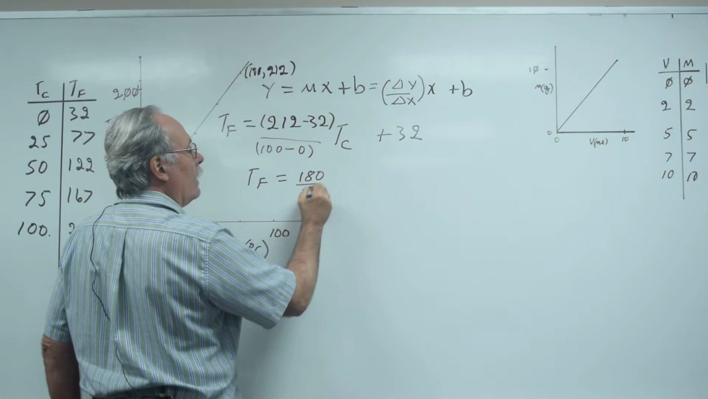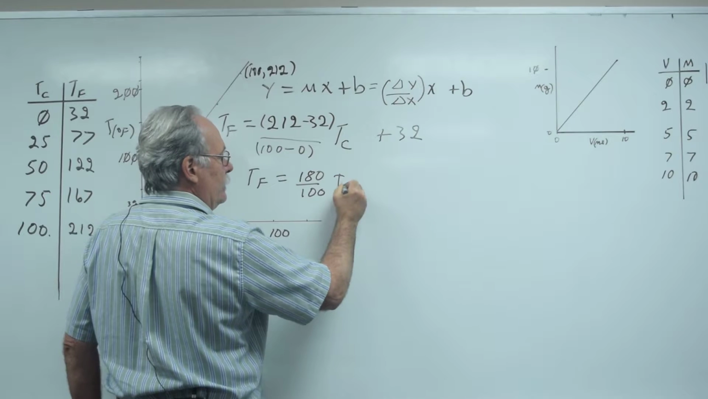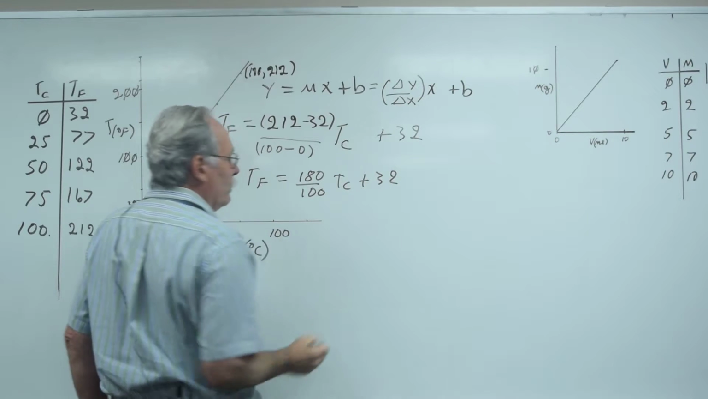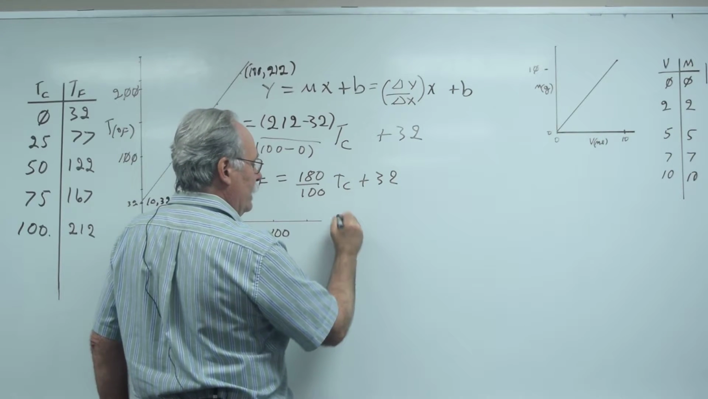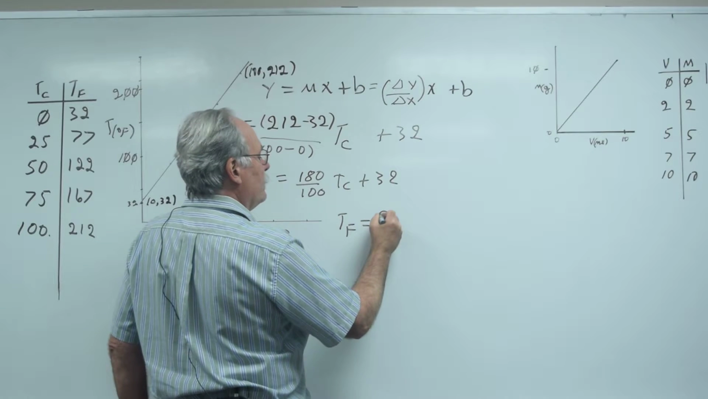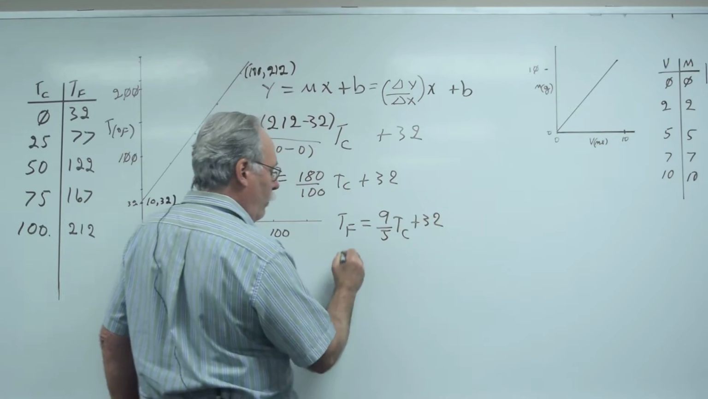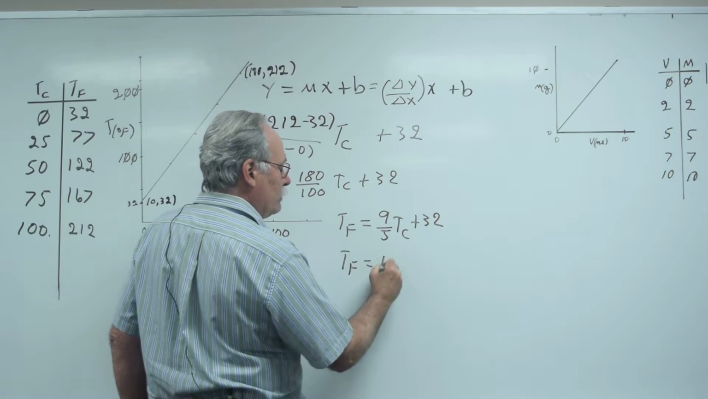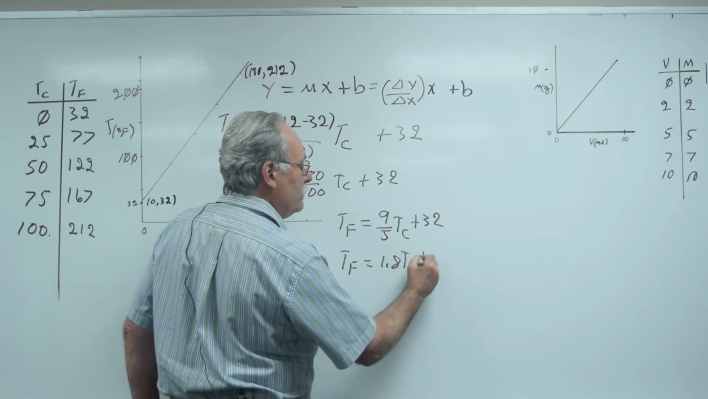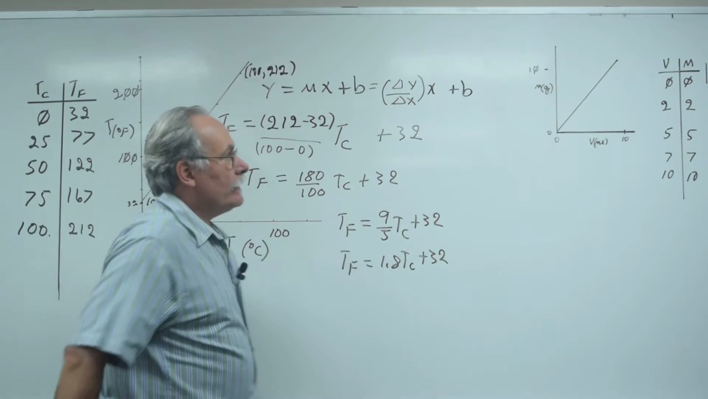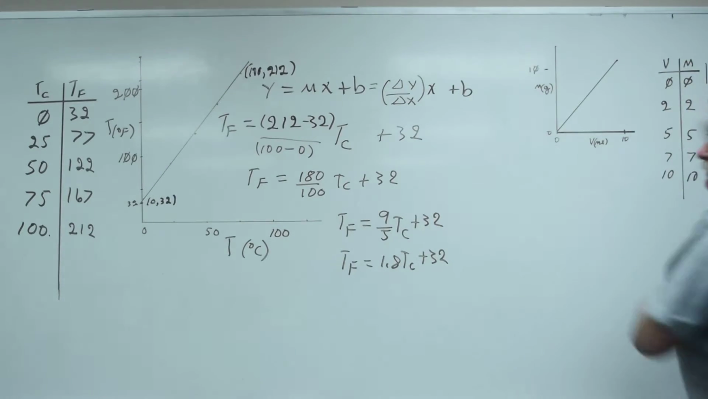And this gives us the equation TF equals 180 over 100 TC plus 32, which can be rewritten as TF equals 9/5 TC plus 32, or TF equals 1.8 TC plus 32.